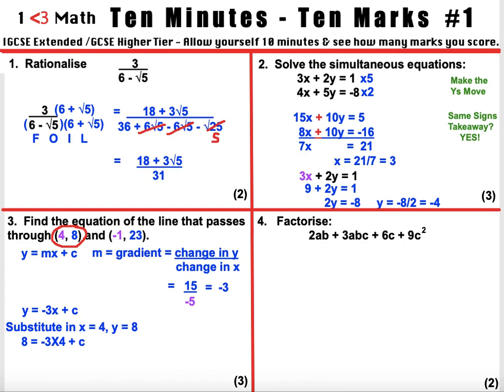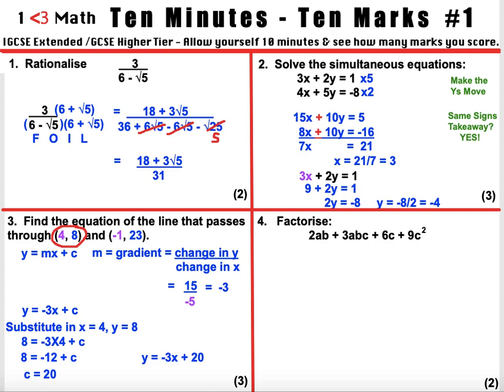The y is 8. We've got minus 3x, so we're doing minus 3 times 4 plus c. We need to find this c value, the intercept. So that's 8 equals minus 12 plus c. We add 12 to both sides. We get c equals 20. And now we can write our equation of our line as y equals minus 3x plus 20.